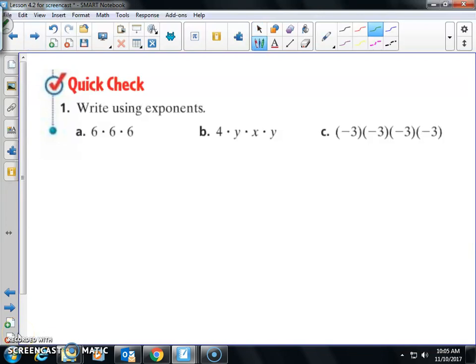Hopefully you've had time to try all 3. Notice the directions say write using exponents. The directions don't say find the answer. So I have 3 6's, so I'm just going to say 6 to the third power, and I'm done. In the next one, I see a 4. No other numbers, so I keep the 4. Then I see a Y, but I see another Y, so that means Y to the second power. And then there's only one X, so that's times X, or X to the first power.